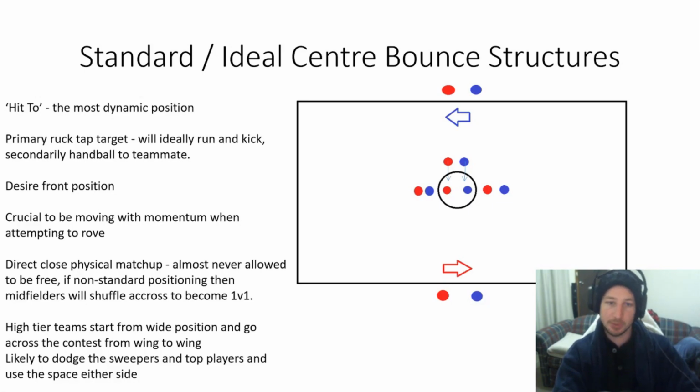90% of the time when someone is a little bit free, one player or the entire midfield will shuffle around to ensure that it is one-on-one. So you basically do end up having three one-on-ones 90% of the time. Not always, 90% of the time. So that's a standard move. The difference I've seen between the high tier, the AFL, and the non-AFL is that the high tier teams have started a lot wider, and then they go across the contest.